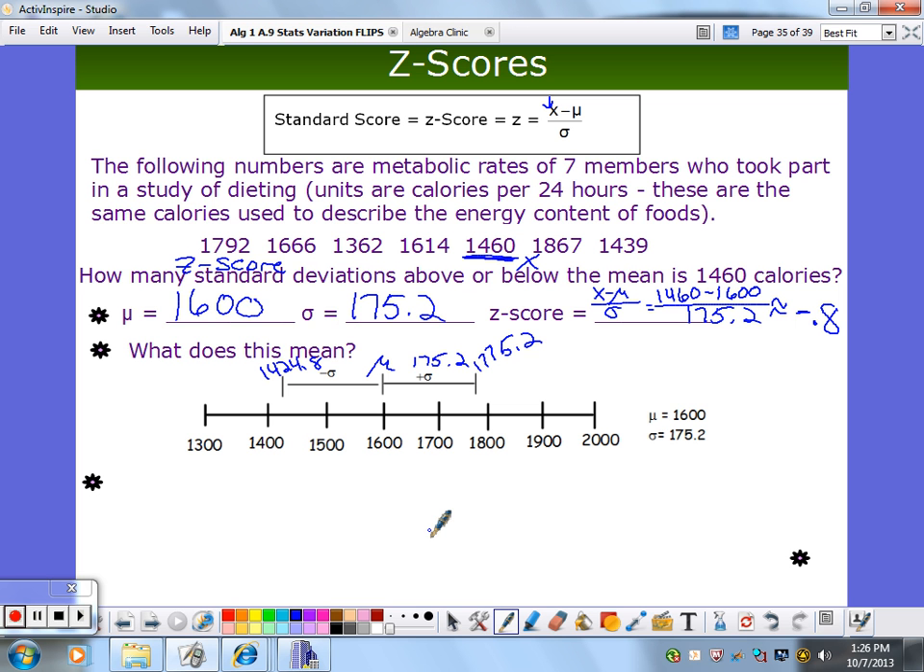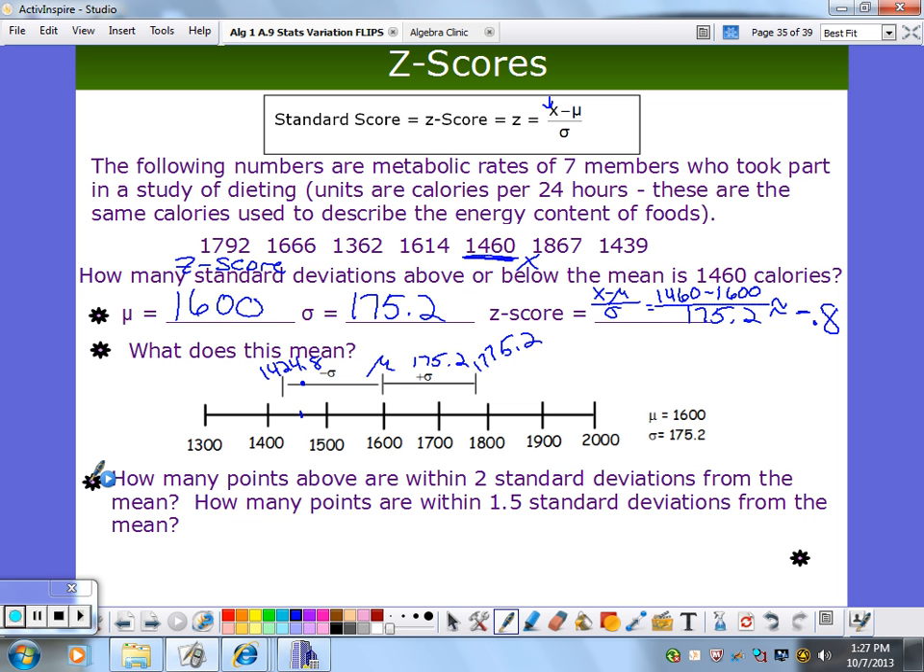So if I'm looking at 1600 and I want to know 1460, that's somewhere over here, right? Does that look about right? Does that look about negative 0.8-ish? Yeah. So just kind of visually seeing it sometimes helps us think, what am I really trying to find here? Is this negative 0.8? Yeah, isn't it? I'm not quite one standard deviation below, but I'm getting there. Negative 0.8.